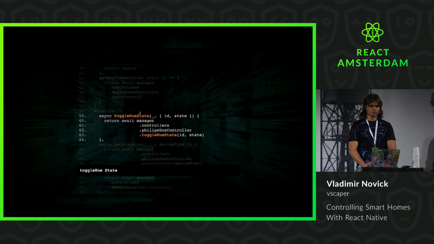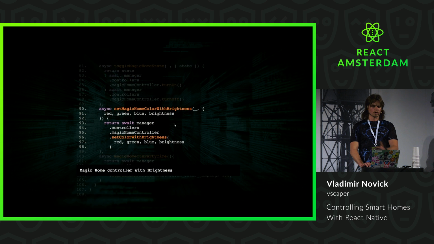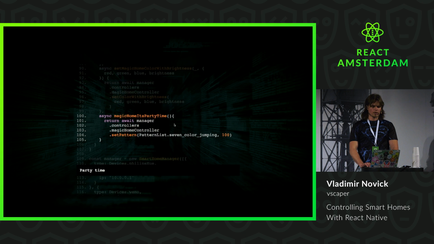And for mutations, I pass what the function requires. In this case, for hue, I need an ID and I need a specific state. It keeps repeating the same pattern. Set binary state is for Wemo, for example, magic color with brightness, and this is party. Setting pattern, you see pattern list, 7 colors jumping, so even descriptive naming.